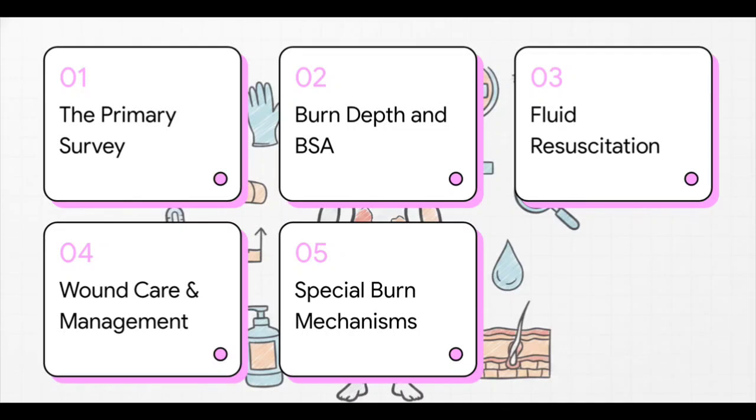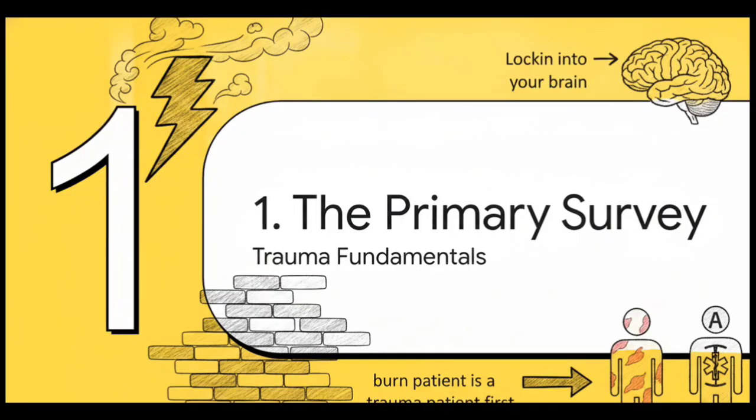We're going to systematically lock down the primary survey, objective measurements of burn depth and body surface area, the fluid resuscitation protocol, wound management, and finally, we'll hit those high-stakes special burn mechanisms. Section 1. The primary survey.